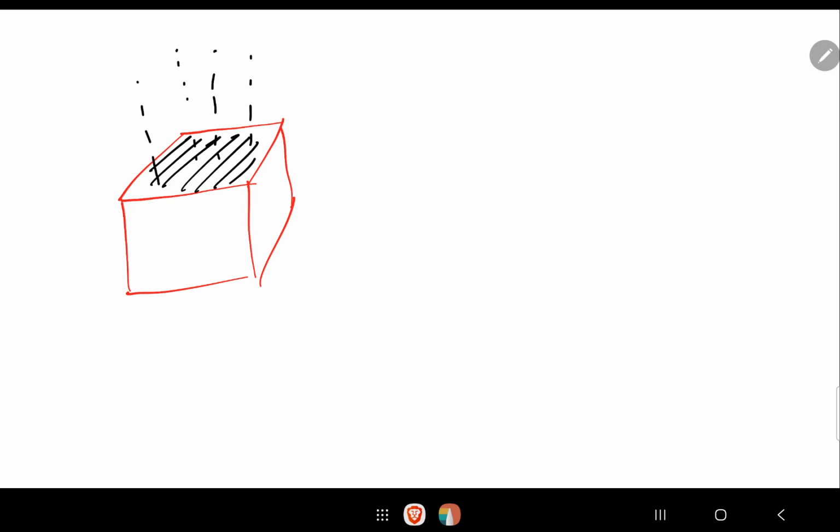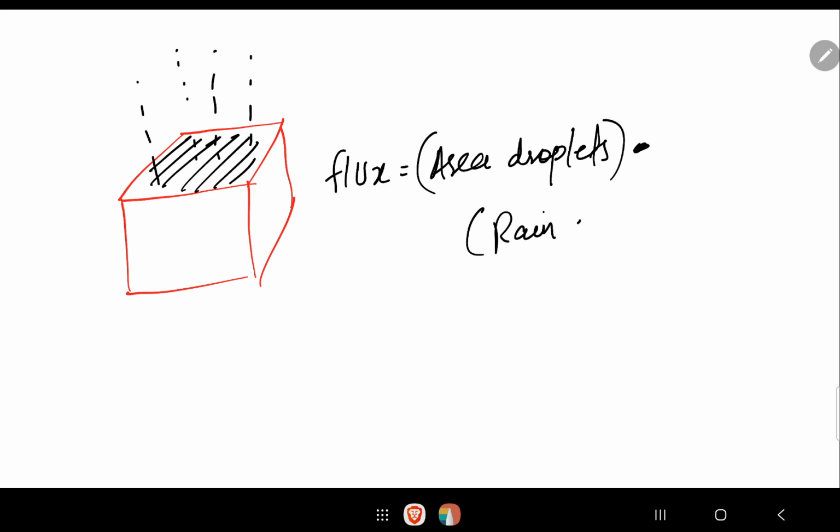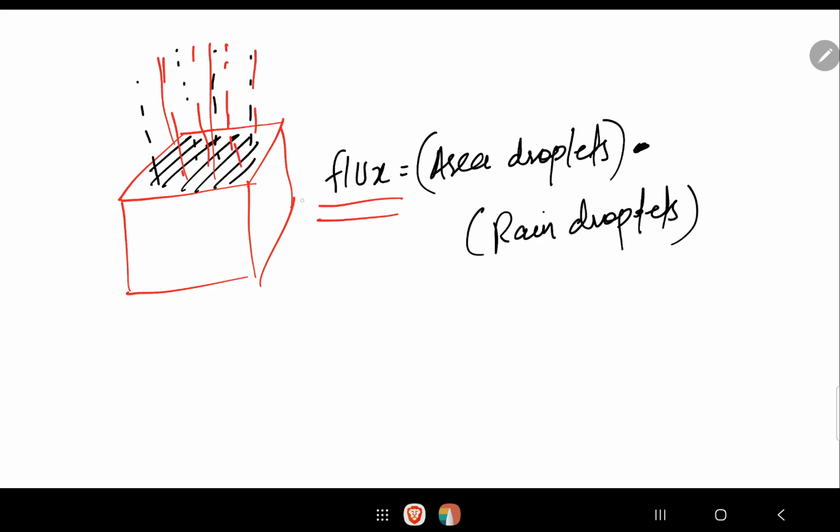So I can say the flux is equal to the area the raindrops are landing on times the rain droplets that are dropping down. Think of it like that, right? If I have a lot of raindrops dropping down, that means the flux of rain is high. So you see, flux means a bunch of stuff passing through an area, just how rain passes through an area.